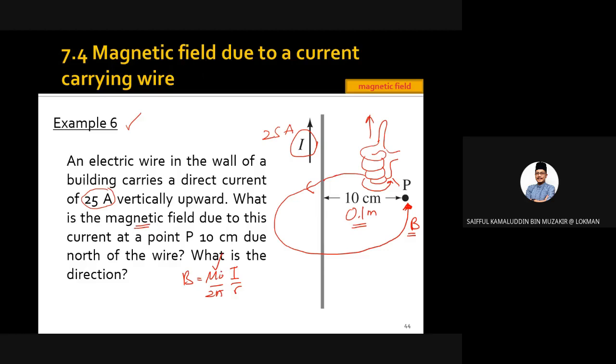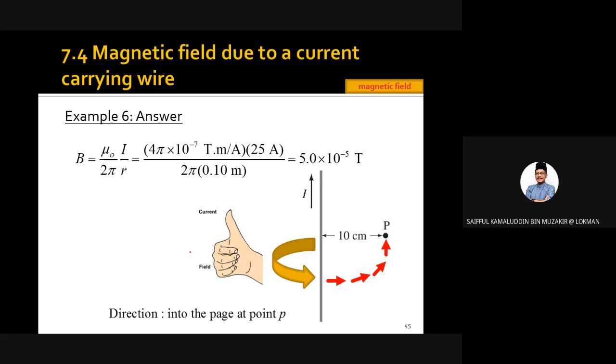Mu naught is given from the constant of your calculator. 2 pi you could calculate from your calculator. I is given. R is given. Therefore, we could calculate B. This one. See? Using your first right hand rule, the direction of B is inside the page. Okay, inside the page. This is your B.